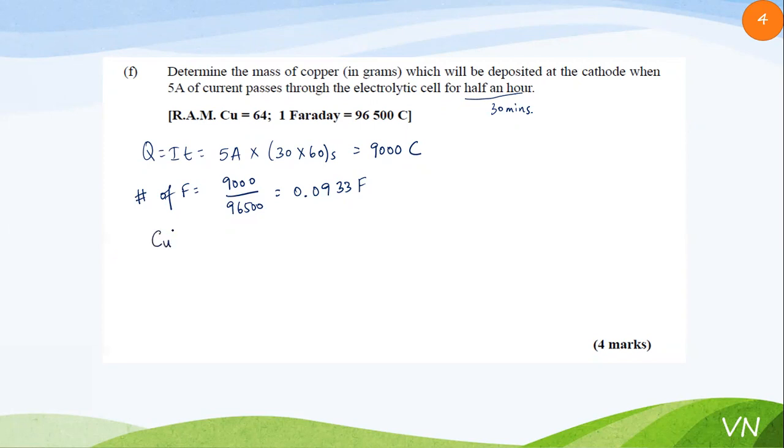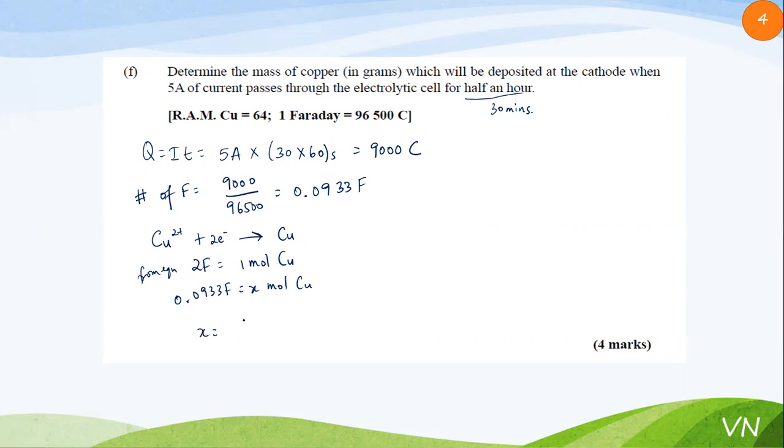So this is going to be copper 2 plus, plus 2 electrons, to give us copper. So from here we can see that 2 Faradays is equal to 1 mole of copper. You know how we get the 2 Faradays? It is because we have 2 electrons, and we get 1 mole of copper because there's a 1 in front of the copper. So this is from the equation, and that's how 2 Faradays is equal to 1 mole. So therefore 0.0933 Faradays is equal to x moles. So we're solving for x.